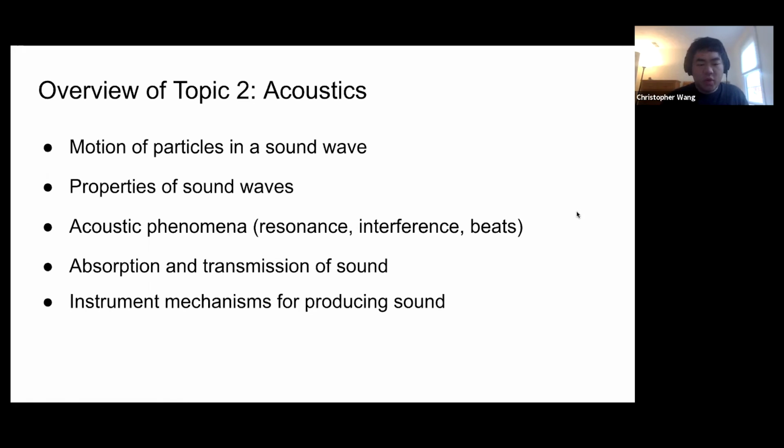We're going to talk about the absorption and transmission of sound. Some frequencies of sound can travel better than others in certain conditions. Some materials can absorb some frequencies of sound better than others. We'll talk about that. And we'll also talk about some instrument mechanisms for producing sound. We'll talk about the ways that flutes, wind instruments, percussion instruments, and string instruments can produce sound, and the different ways that you can modify the amplitude and the frequency for those instruments.